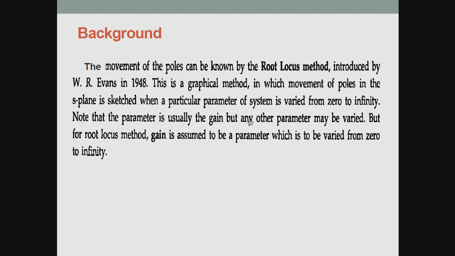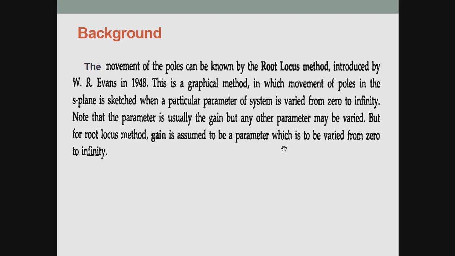What we are generally studying here is the movement of poles, which is what we call the root locus method. This was given by W. R. Evans in 1948. It is a simple graphical method in which the movement of poles is expressed in the s plane as the parameter is varied from 0 to infinity. Note that the parameter is usually the gain, but other parameters may also be varied.